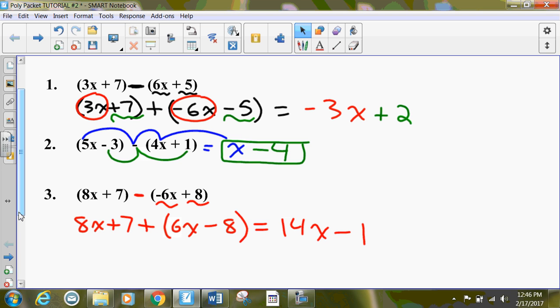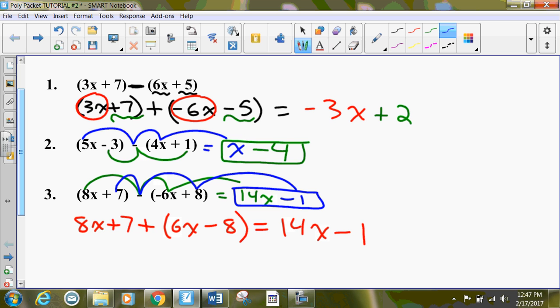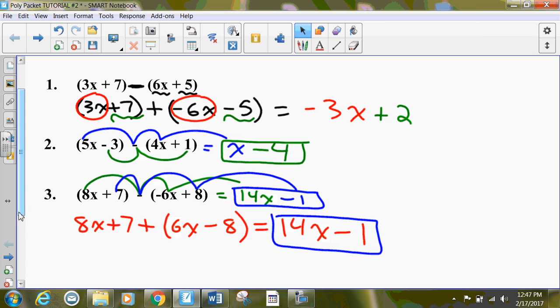If you're wondering if we would get the same answer using the first method, let's do the first method real quickly. 8x minus a negative 6x gives me a 14x. 7 minus an 8 gives me a negative 1. So either way, with either method, we get the same answer.